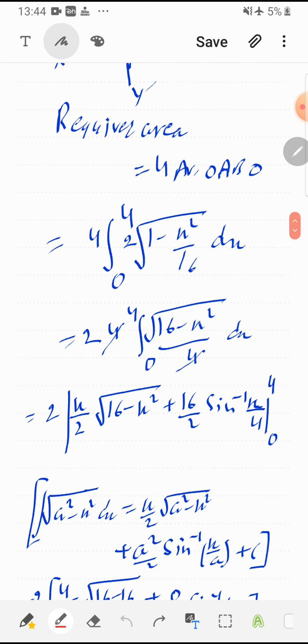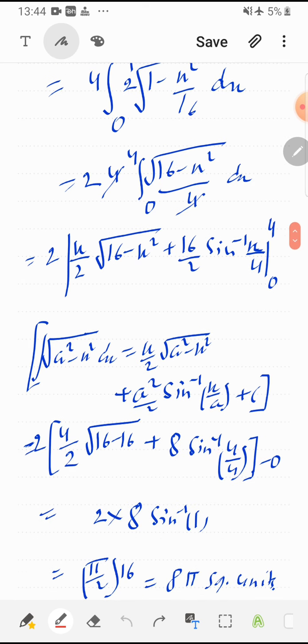After some simplification, now it's a very famous formula: under root of a square minus x square. This is x by 2 under root a square minus x square plus a square by 2 sin inverse x by a plus c. So limits are 0 to 4. Now these limits are very easy to substitute, but we have to be very careful.